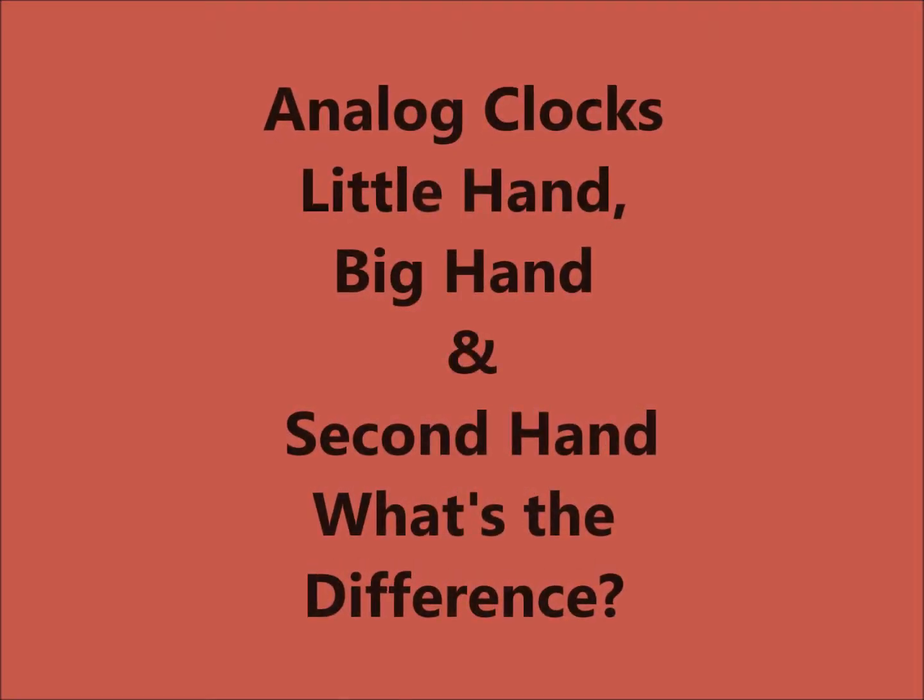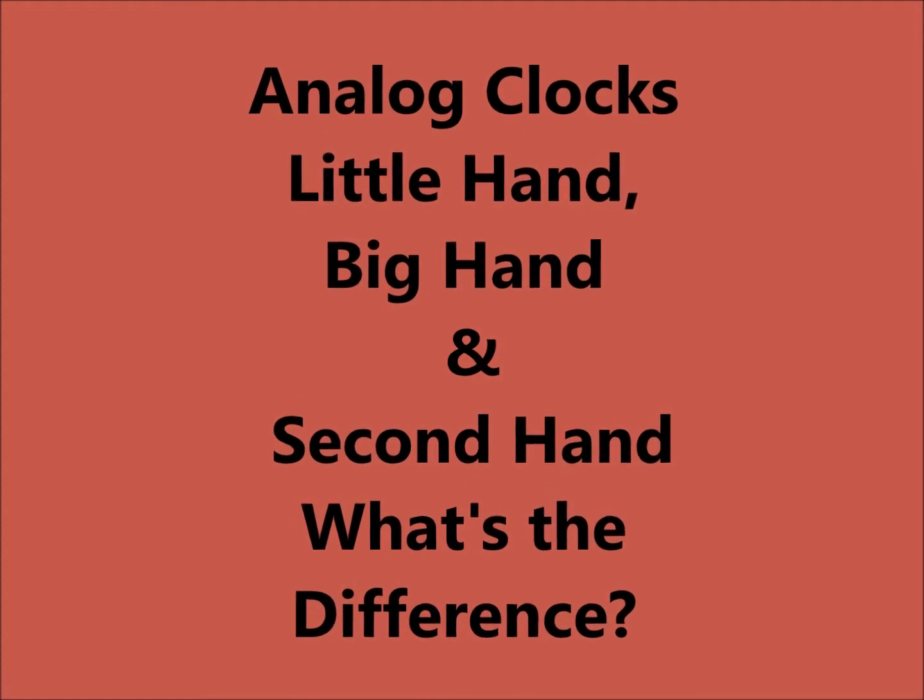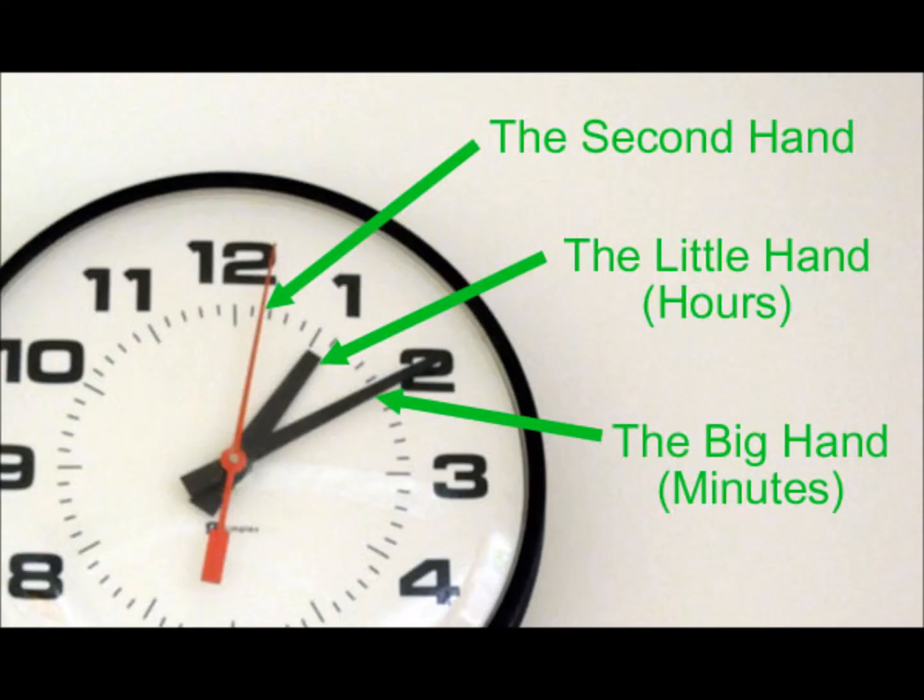Using analog clocks, we have little hands, big hands, and second hands. So what's the difference? In our picture, we see that the second hand is the thinnest little line. Next is our little hand, which displays our hours. Then you'll see our minute hand.